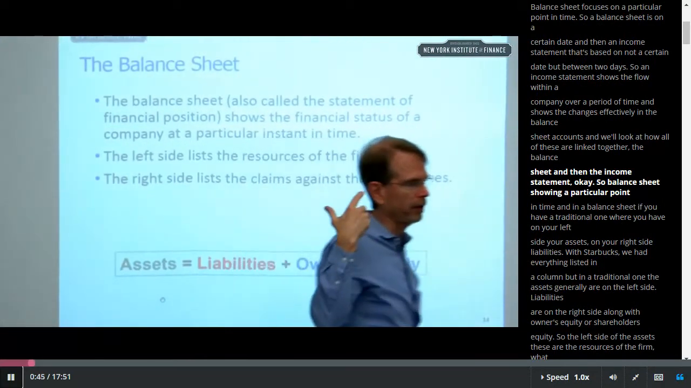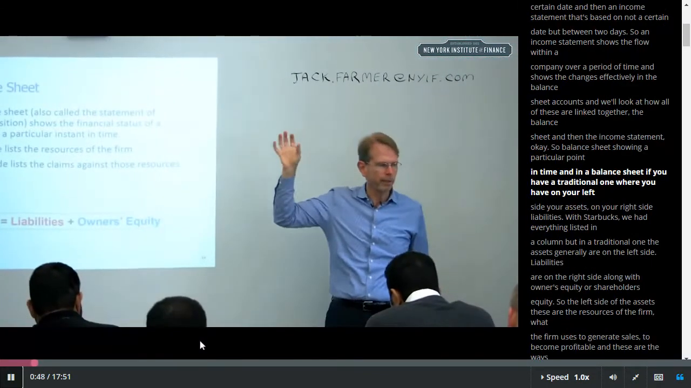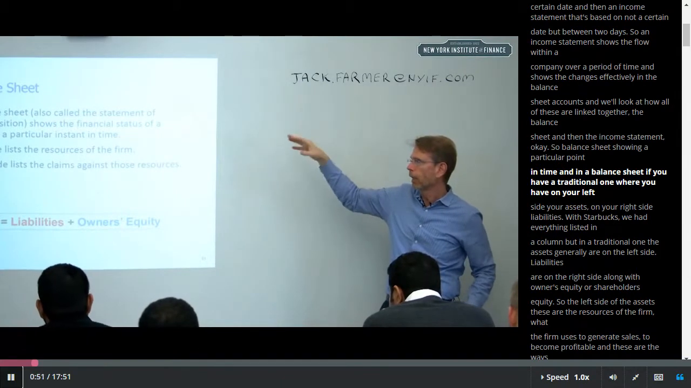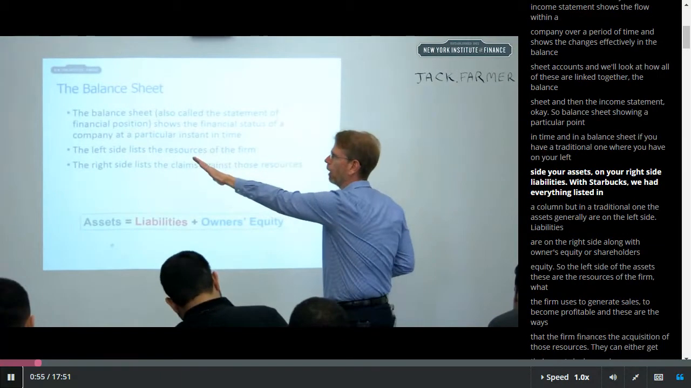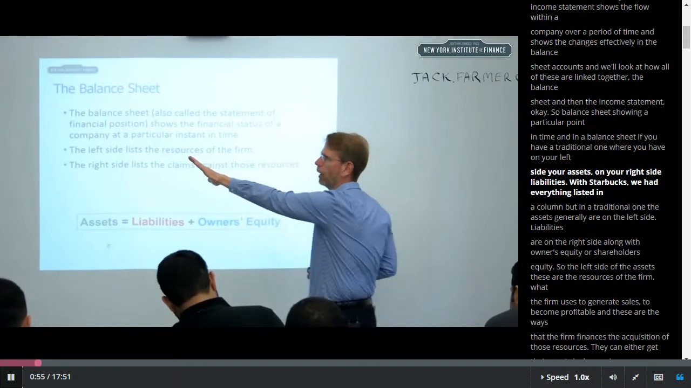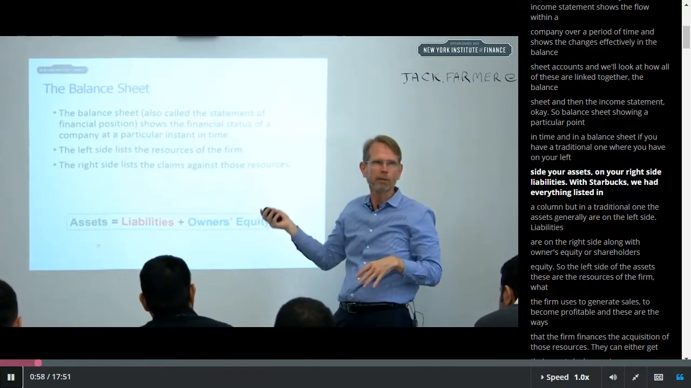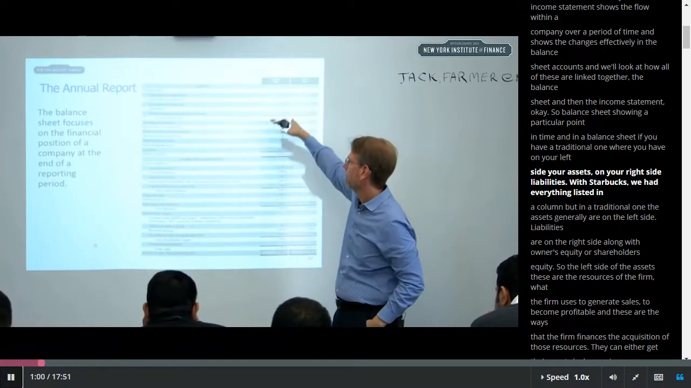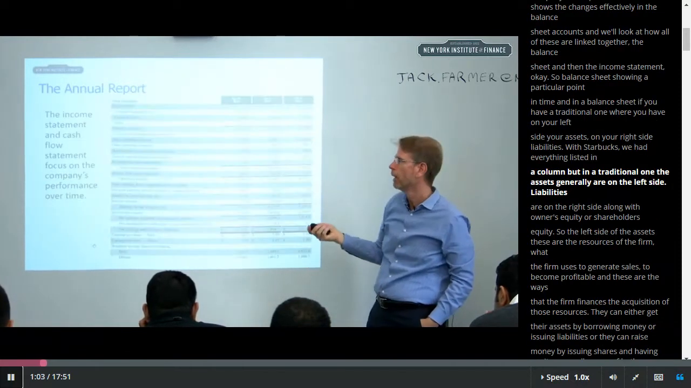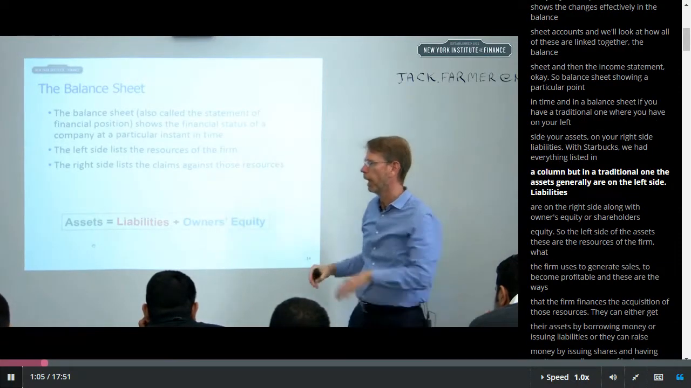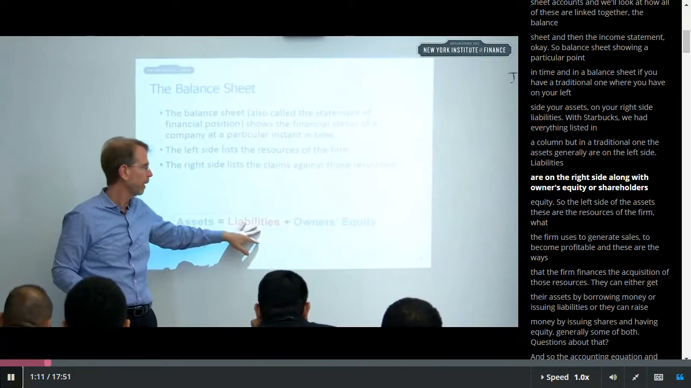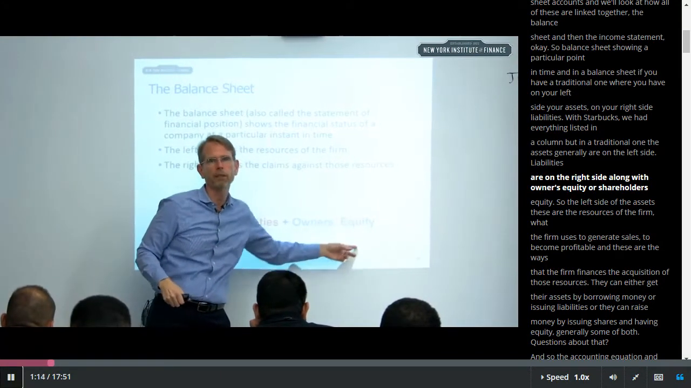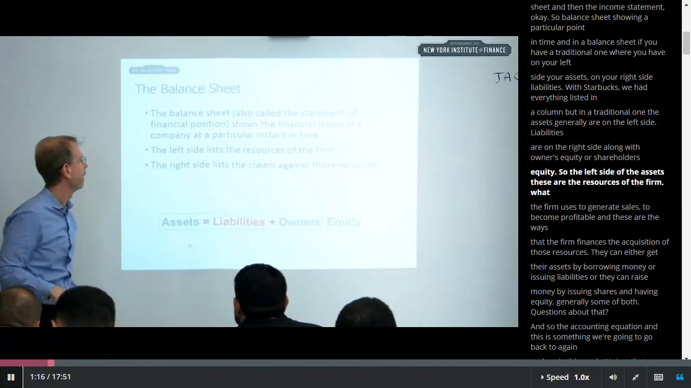So balance sheet, showing a particular point in time. And in a balance sheet, if you have a traditional one where you have on your left side your assets, on your right side liabilities, with Starbucks, we had everything listed in a column. But in a traditional one, the assets generally are on the left side, liabilities are on the right side, along with owner's equity or shareholders' equity.